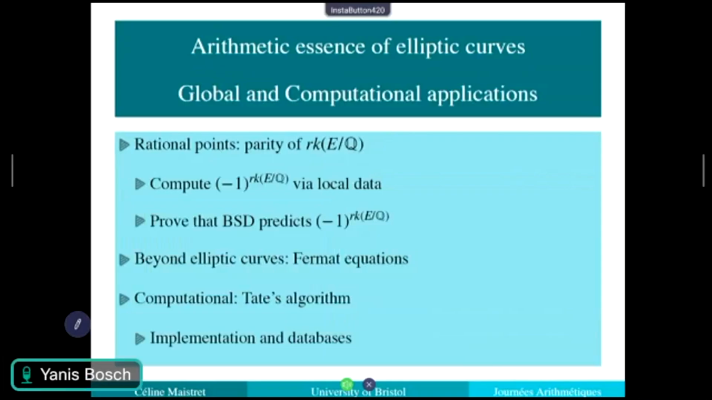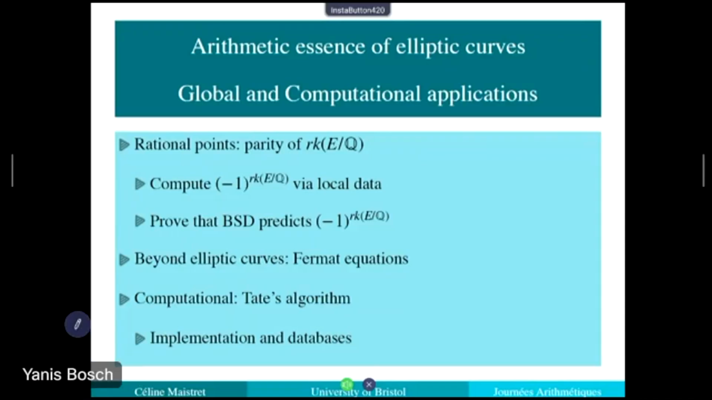Maybe a few words, because we're talking about how the local behavior tells you about the global one. What do you do with this classification I showed you? So how does this very good understanding of local behavior of elliptic curves help us to understand the global arithmetic of elliptic curves? One example that I will use is that of the parity conjecture. BSD tells you about the rank. The parity conjecture tells you about the parity of the rank.